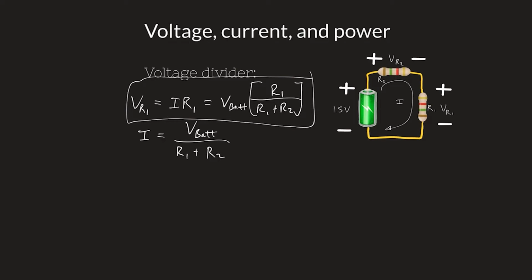And notice it's called a divider because we're dividing down the battery or the source voltage. This is being divided by this ratio. So just remember, it's always the voltage across whichever resistor you're trying to find is the current through the resistor times the resistor. And so this resistor here is always on top.